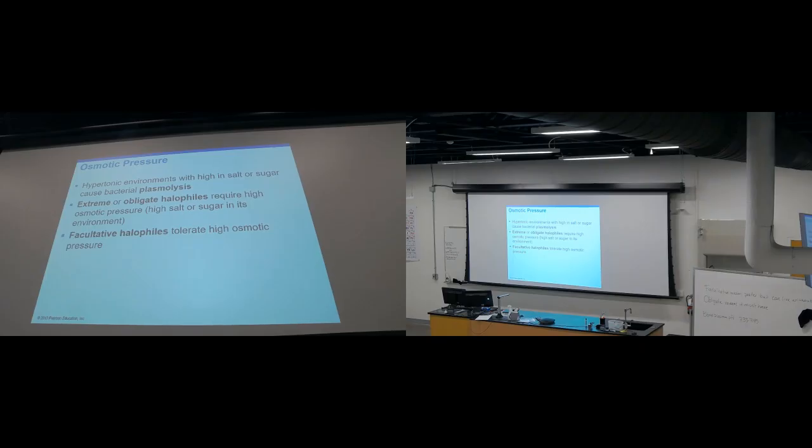So we have obligate halophiles. They require high contents of salt, and we have facultative. So that means that they can tolerate high osmotic pressure, but they don't need it for growing.